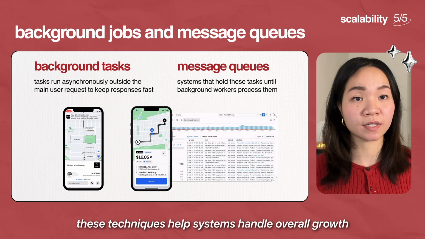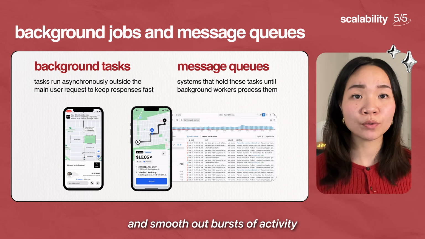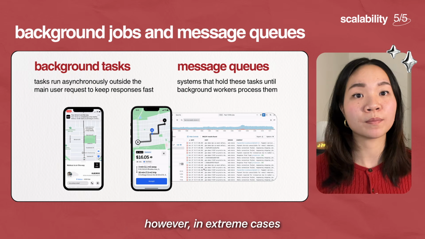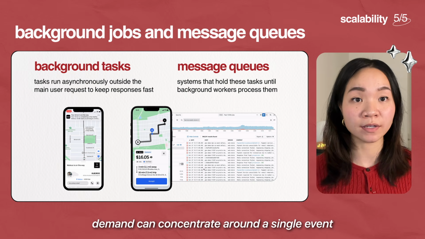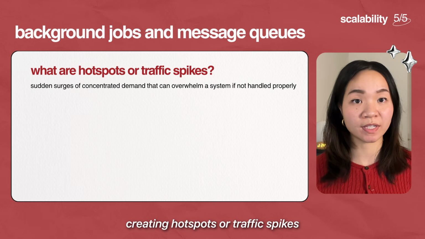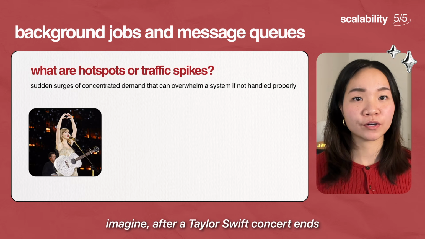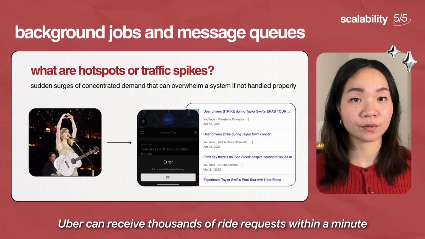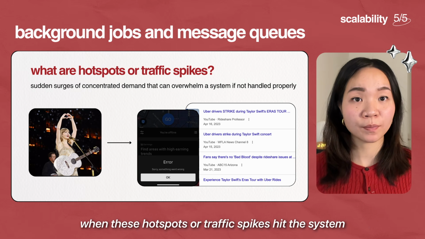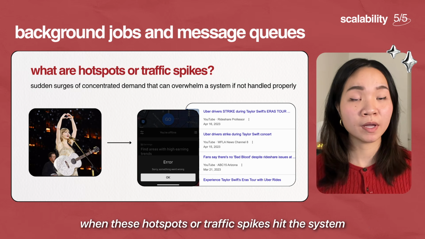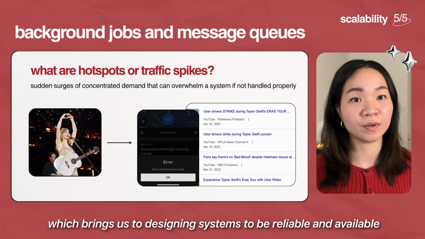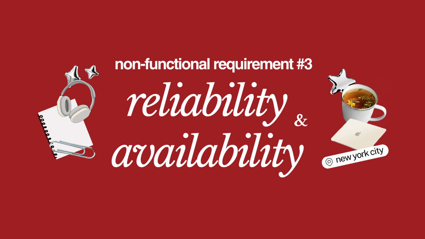These techniques help systems handle overall growth and smooth out bursts of activity. However, in extreme cases, demand can concentrate around a single event, creating hotspots or traffic spikes. Imagine after a Taylor Swift concert ends, Uber can receive thousands of ride requests within a minute. When those hotspots or traffic spikes hit the system, the real question is whether it can continue operating without disruption, which brings us to designing systems to be reliable and available.